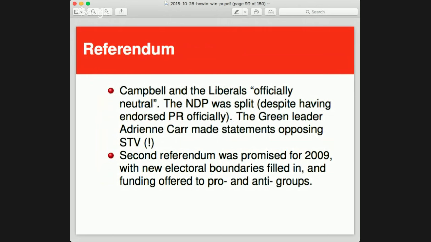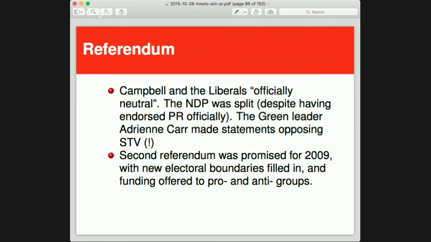So here's what happened. Premier Campbell and the Liberals were, oh no, this is not what happened. These are a couple of points I would like to make. So what did the parties do? The Liberals were officially neutral. The NDP was split. They had endorsed proportional representation in their caucus meetings and their policy platforms, but then they were split as to whether they actually wanted it. Because don't forget, the NDP can win majorities in BC. The Green leader just went crazy.